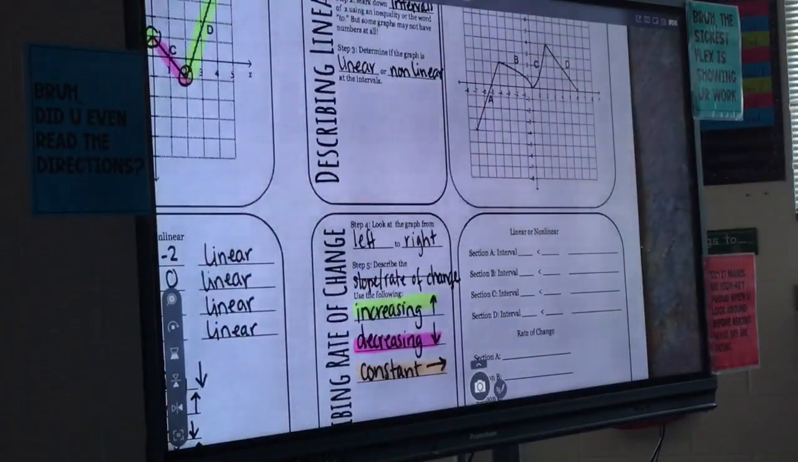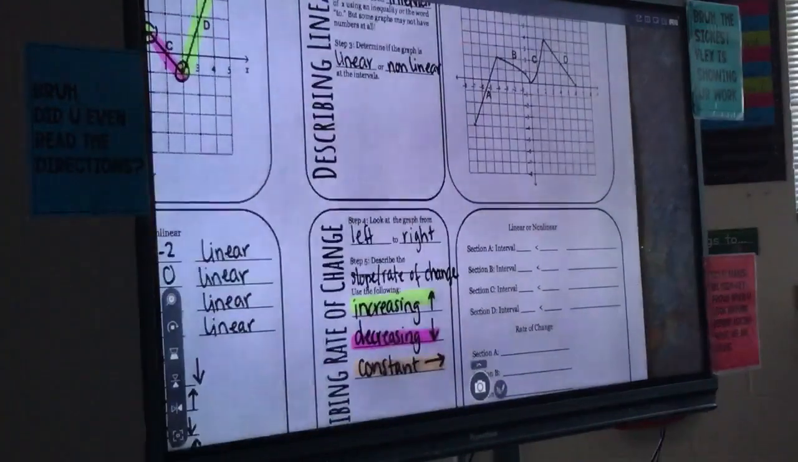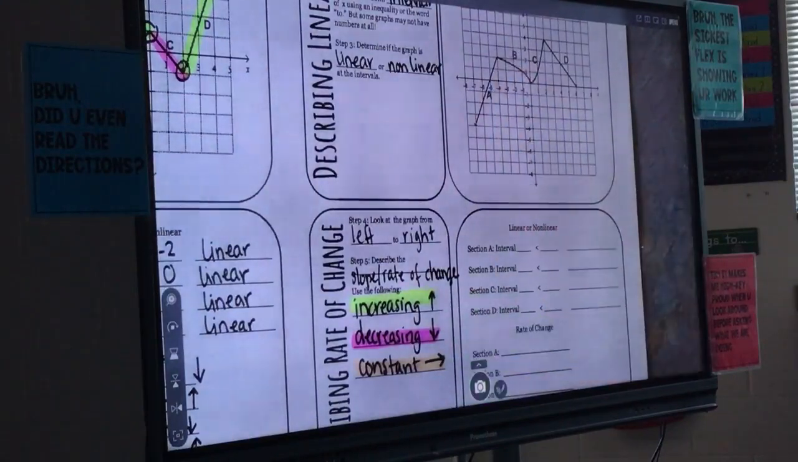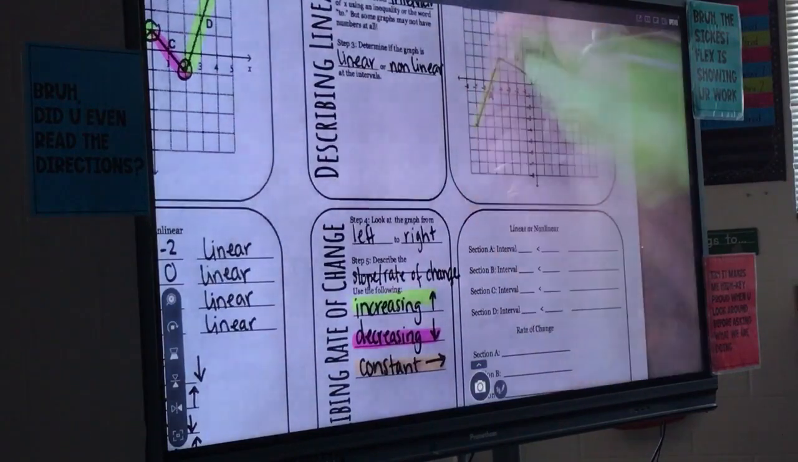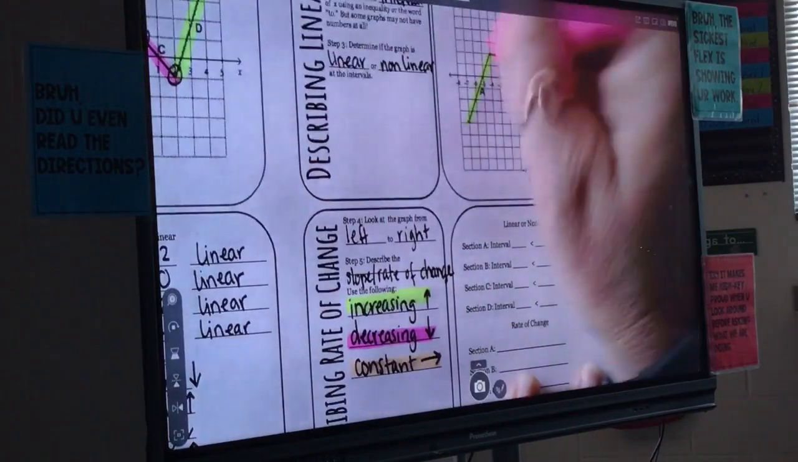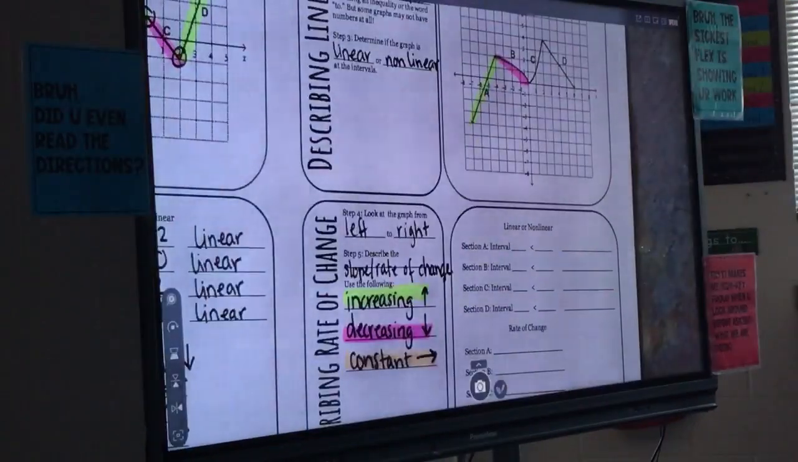All right, so line A, is that increasing, decreasing, or constant? Raise your hand. So from here to there. Ben? Increasing. All right, section B, increasing, decreasing, or constant? Ryan? Decreasing. Even though it is not linear, it's still decreasing, and we're still going to have to identify that.